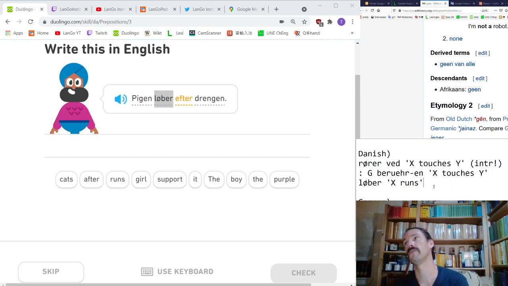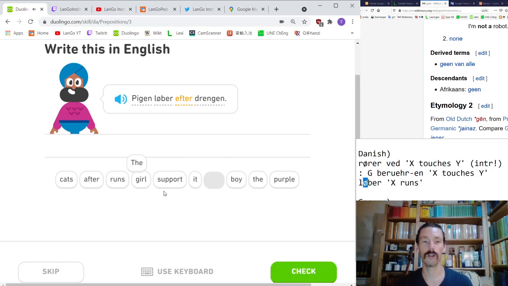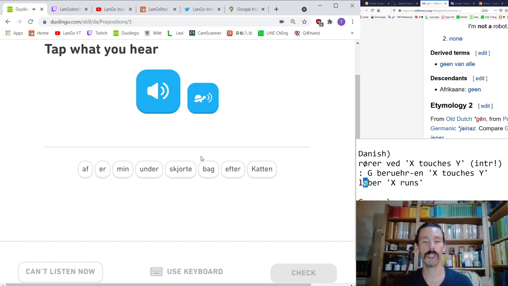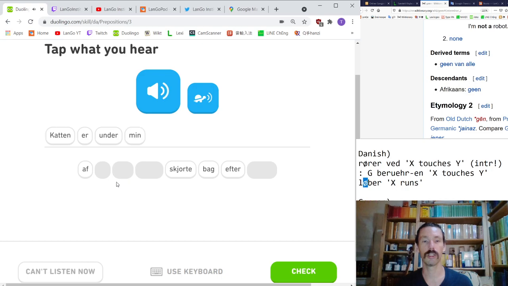What else do we see? Do we see any other Norse cognates? Pigen løber efter drengen. The girl runs after. Word for word, runs efter, after the girl. Boy. Pigen, girl, dreng. Drengen. Katten er under min skjorte.